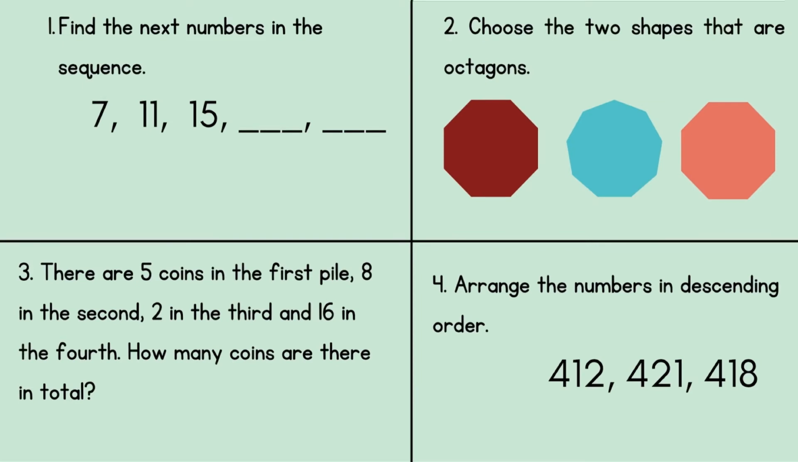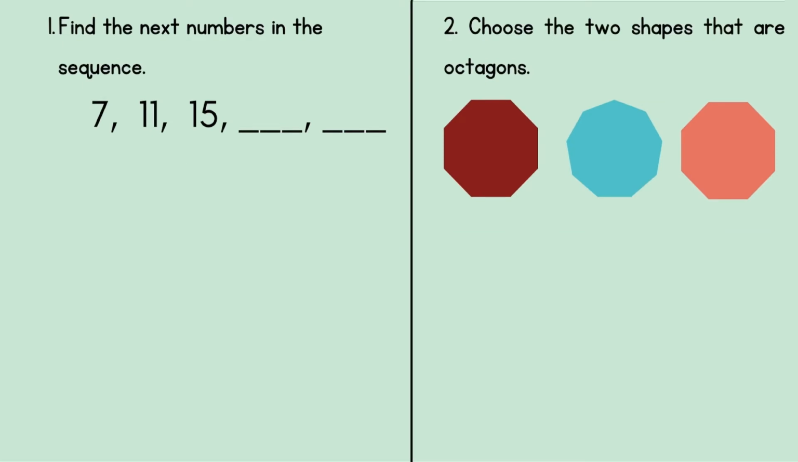Here are your questions. The first question, find the next numbers in the sequence. We have 7, 11, 15 and we need to find 2 more numbers. Do you see a pattern over here? 7 and then 11, that means the numbers are going forward, that is addition. By how much is it going forward?